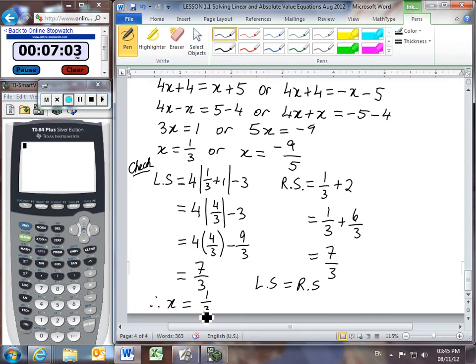I've got to do this check again now with x equals negative 9 over 5. I'm a little bit out of room, so I'm just going to cheat a little bit and just fill it in here. But hopefully you'll have space to be able to do that in another area of your sheet. And instead of substituting in 1 over 3, I'm substituting in negative 9 over 5.